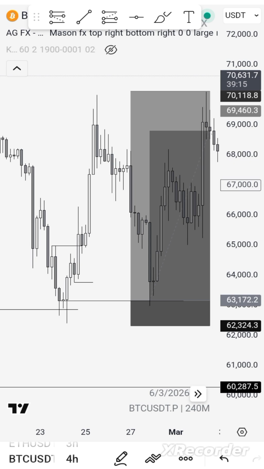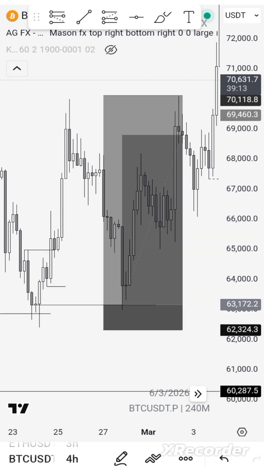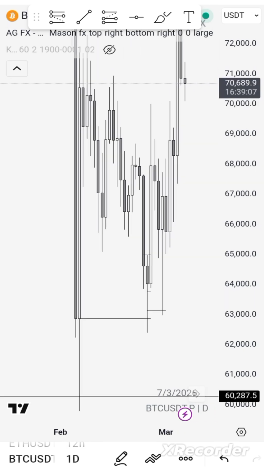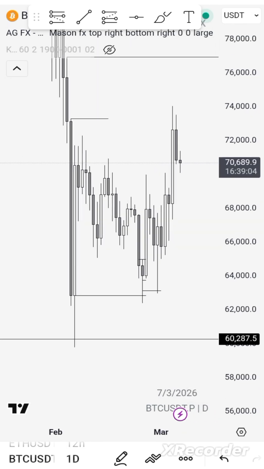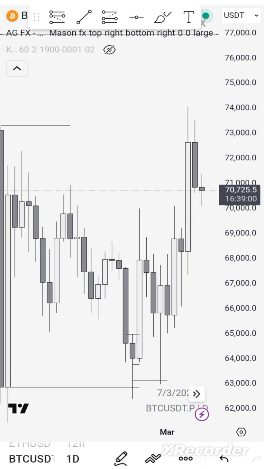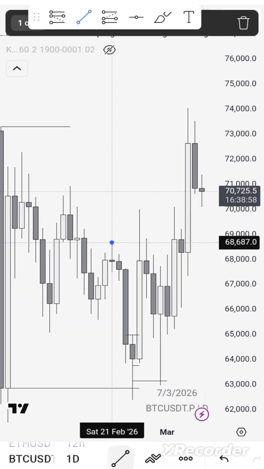Your apex entry. Can you see it? It's as simple as that. Now let me show you another thing here. If you take a look at this, let me show you this. Now look at this rejection.